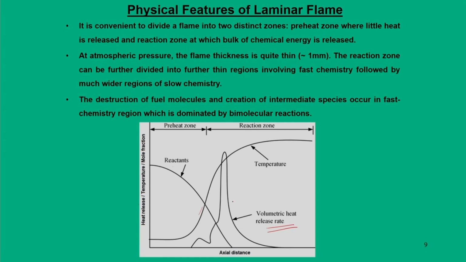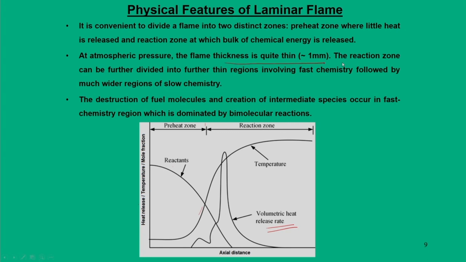What we see here is that if you divide this entire phenomenon into two zones, one is the preheat zone, the other is the reaction zone. During the preheat zone, not much information we get about heat release or temperatures, but maximum reactions or changes take place in the reaction zone. And typically the entire event happens in a flame thickness which is nearly about 1 mm.